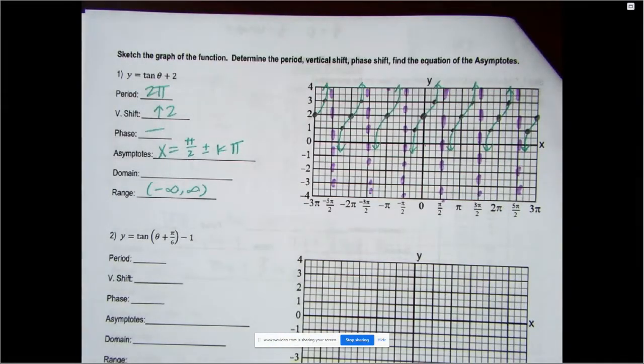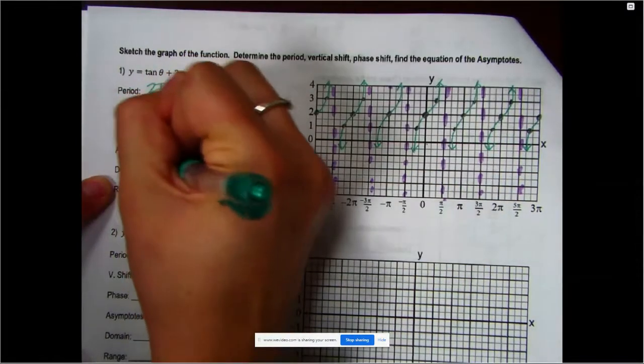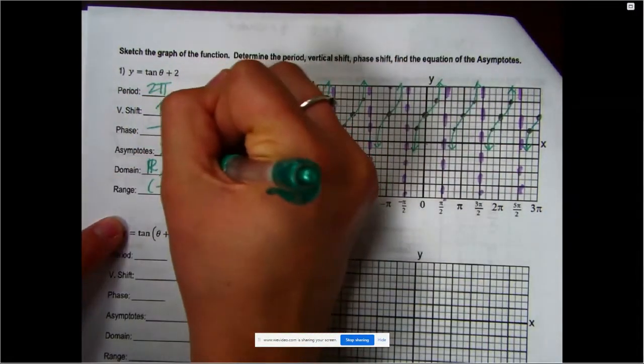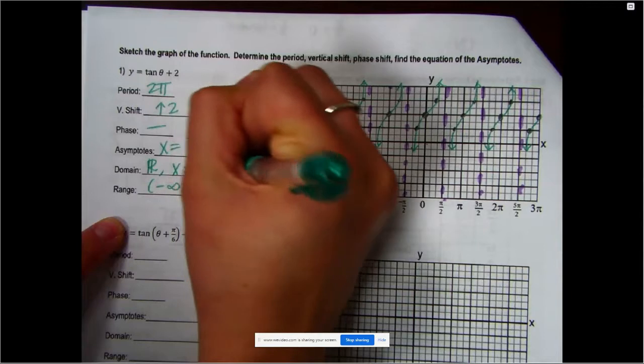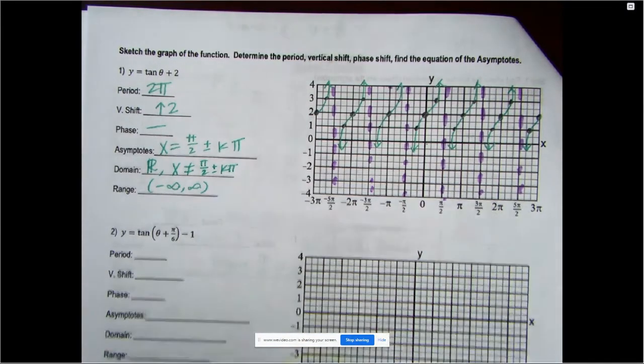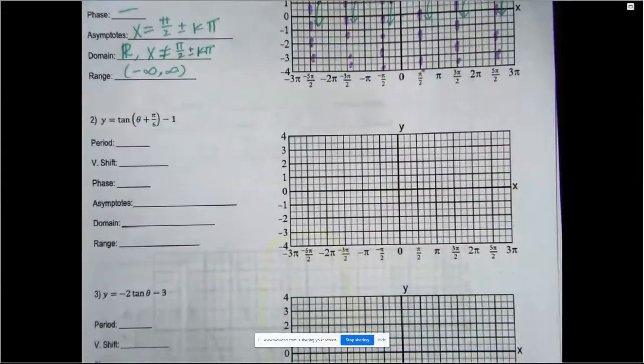Now that we've written the equation of the asymptotes, domain is easy. It's all real numbers, comma, x doesn't equal the asymptotes. Love it! Oh my gosh, so fun. Let's do another one. All right, number 2, we have a phase shift and a vertical slide.